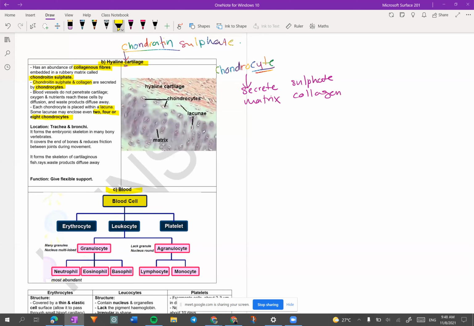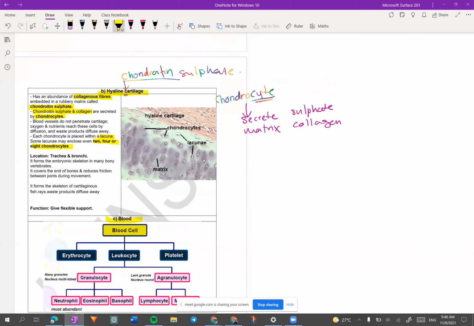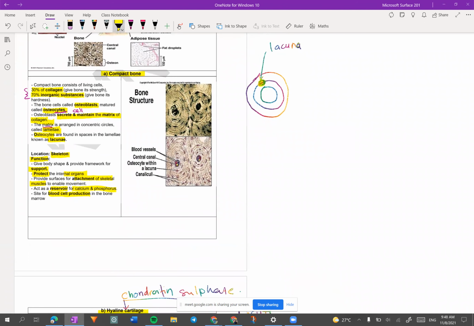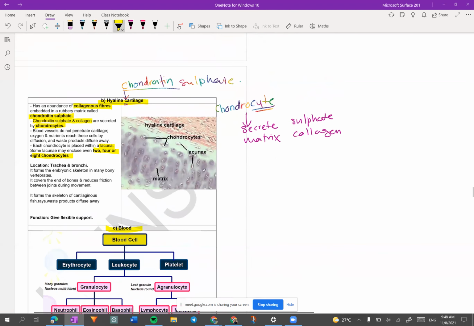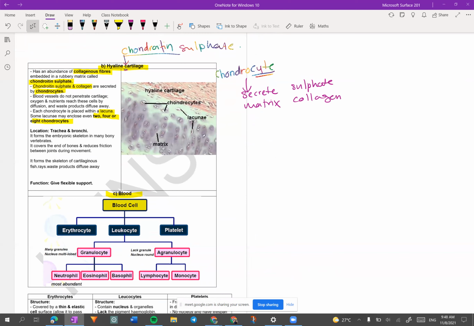juga ada lacuna. Okay, dia juga ada lacuna untuk dia letak dia punya chondrocyte. Macam tadi kita ada lacuna kan? Ini lacuna. Lacuna ni ada satu osteocyte. Tapi untuk chondrocyte, dekat satu lacuna boleh terdiri daripada 2 chondrocyte ataupun 4 chondrocyte ataupun 8 chondrocyte. Okay, kenapa dalam bentuk genap ni, sebab dia melakukan mitosis.